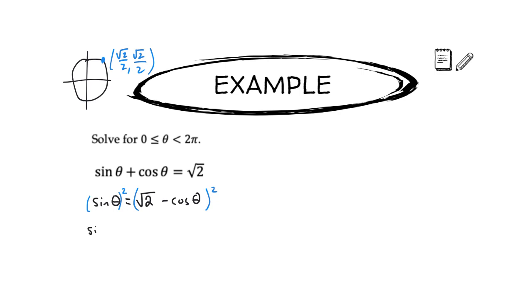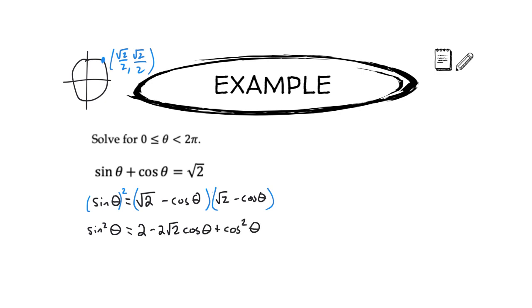On the left, I'll get sine squared of theta. And on the right, I'll get the binomial. So just to be clear here, when I square the right-hand side, this is very important that you actually multiply it by itself. So you get root 2 minus cosine theta times root 2 minus cosine theta, right? Don't just square the root 2 and square the cosine. Root 2 times root 2 is 2, and then root 2 times negative cosine theta doubled would be negative 2 root 2 cosine theta, and lastly, negative cosine times negative cosine would give you cosine squared.